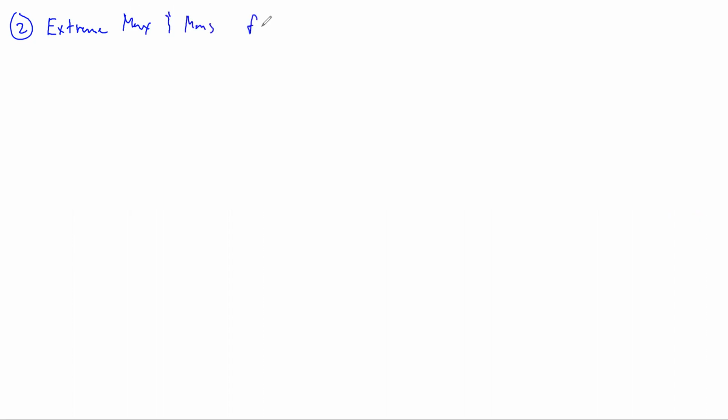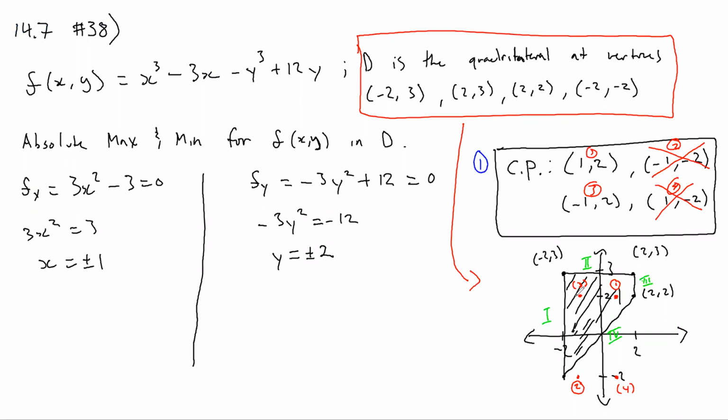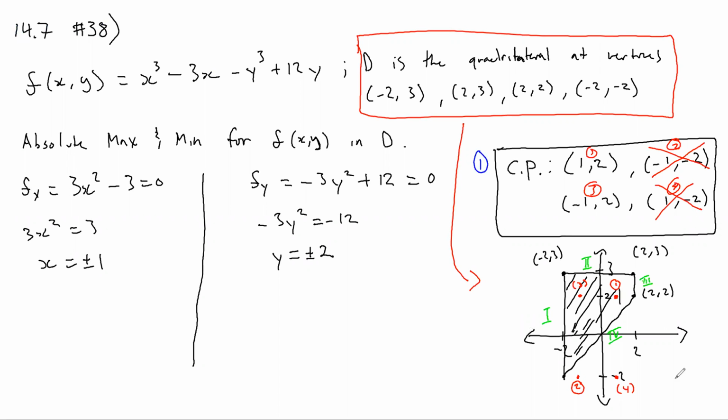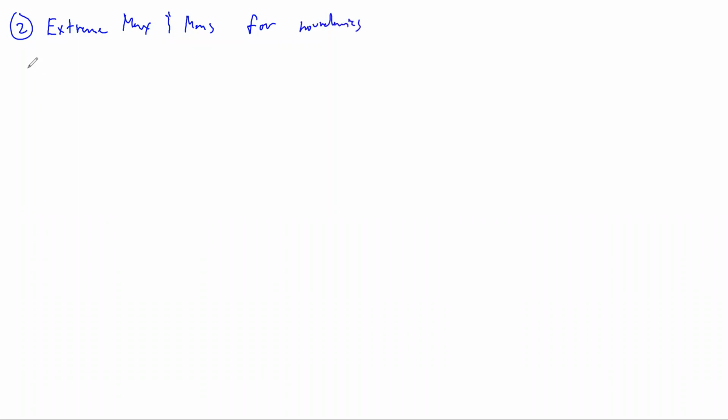Mins for boundaries. Okay. So again, how we can do that is we can look into, so I'll start off with, let me just refer back to this graph right here. So I'll start off with line number 1, labeled in green. All right, so line number 1.